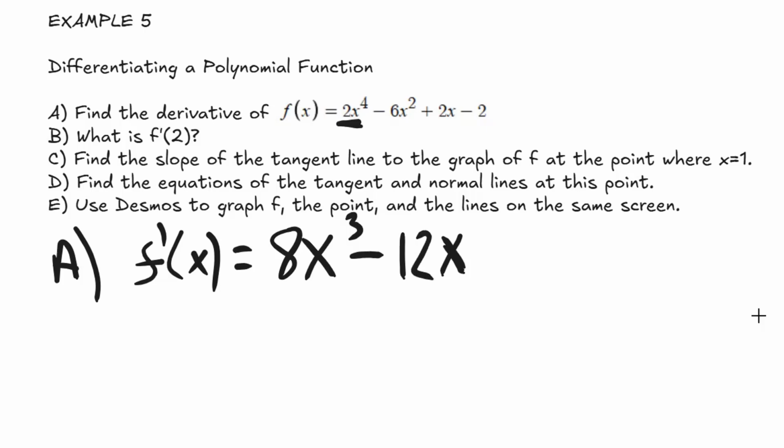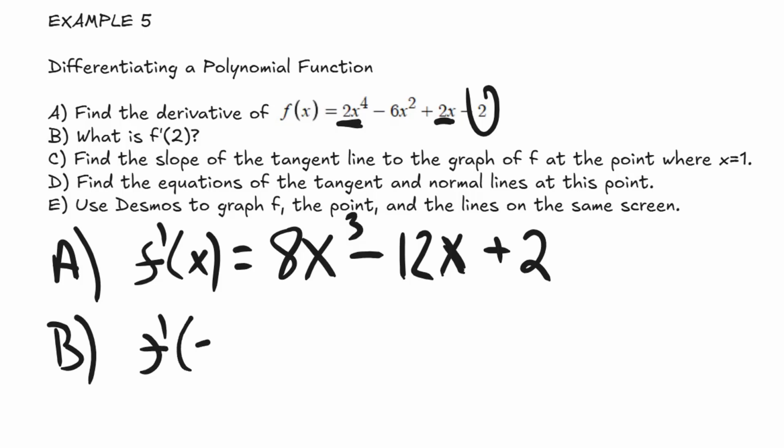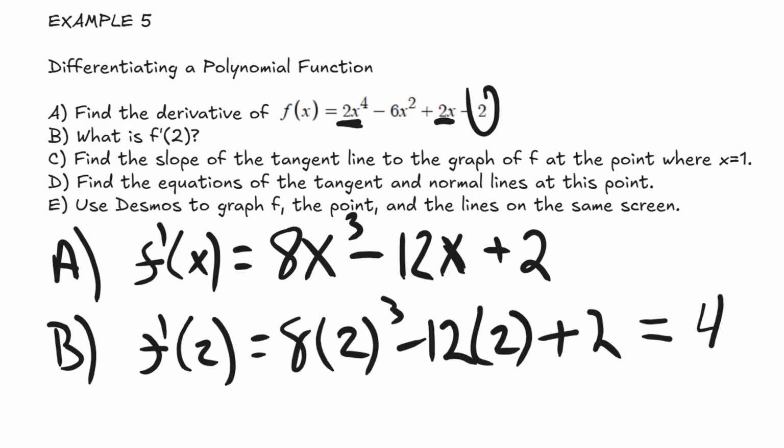The new exponent is understood to be 1. You don't have to write the 1. The 2x is just 2 times the derivative of x, which is 1, and then minus the derivative of the constant 2, which is 0. Part B, if we want to find f prime of 2, we would just plug 2 into this function right here. Maybe you get 42.